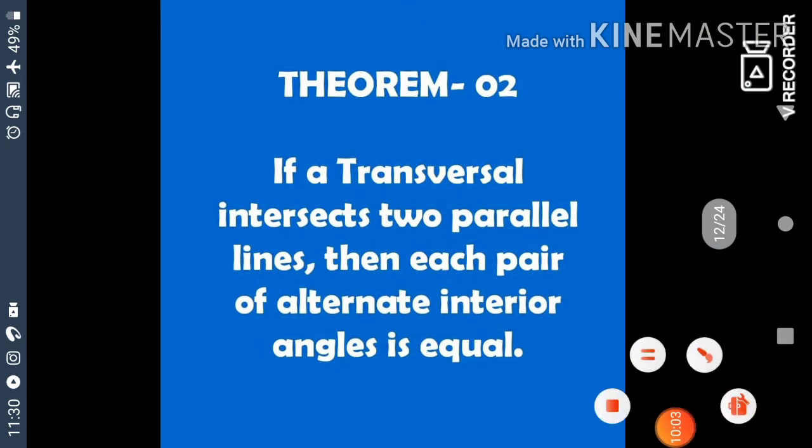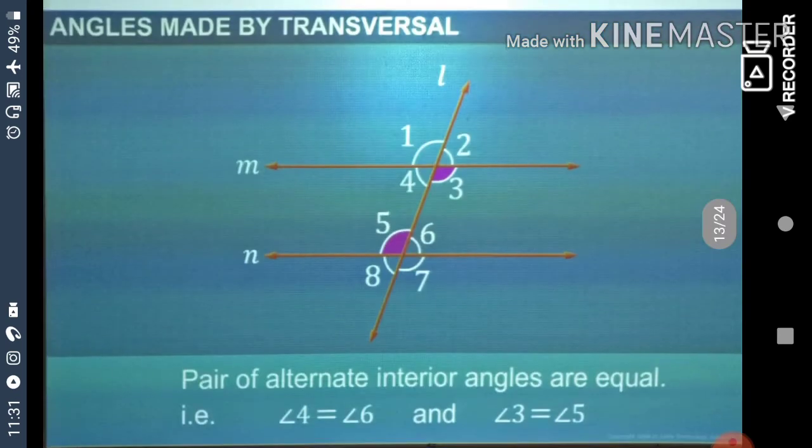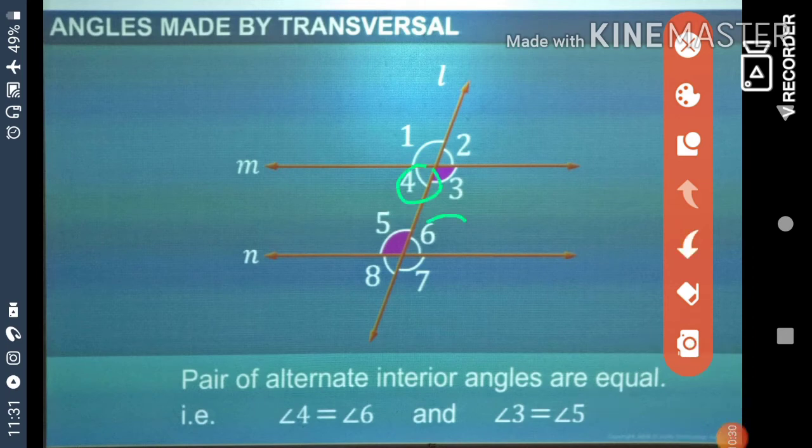Now the next one is Theorem 2. It says that if a transversal intersects two parallel lines, then each pair of alternate interior angles is equal. Let's see. As you can see here, we have already learned alternate interior angles. 4 and 6 are interior angles, and they are alternate, of course, because one is on the left side of the transversal and another is on the right side of the transversal.